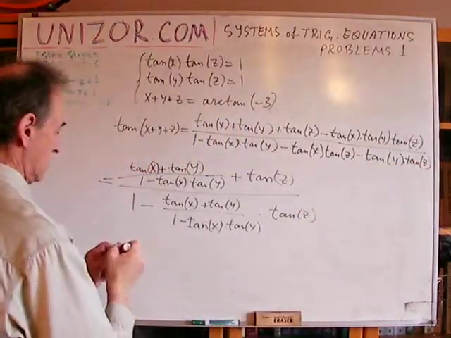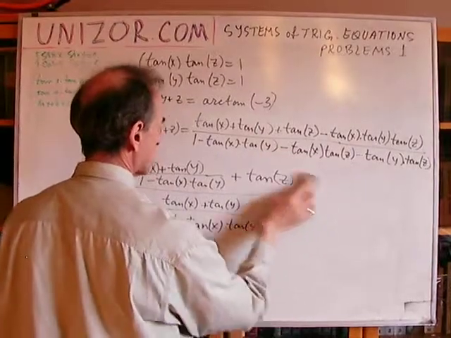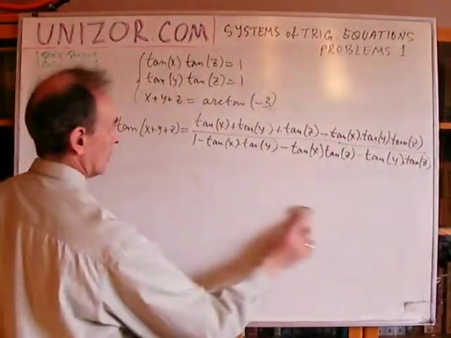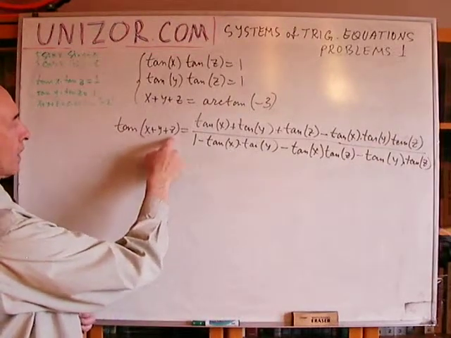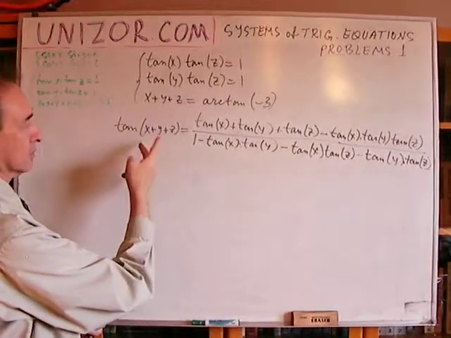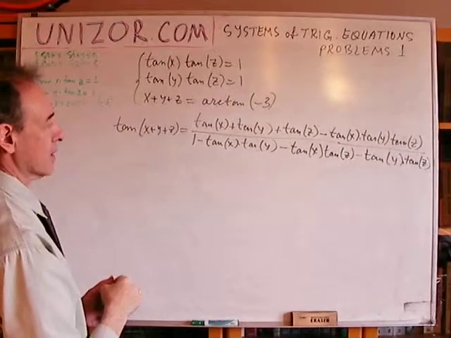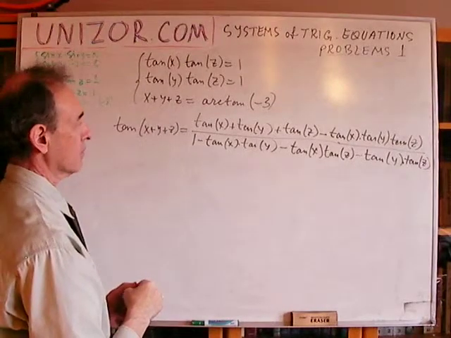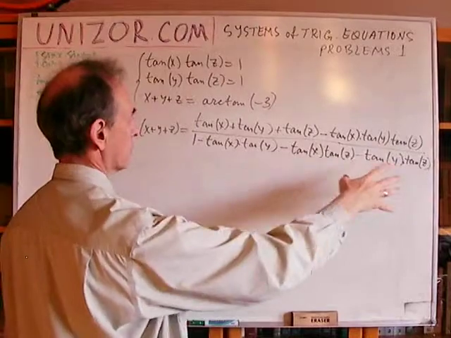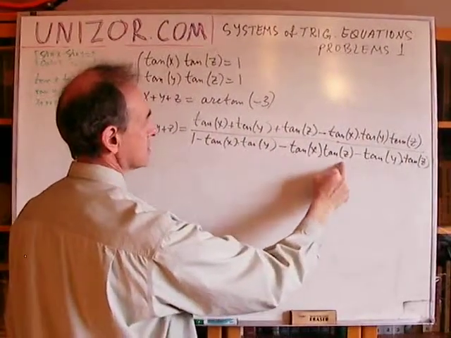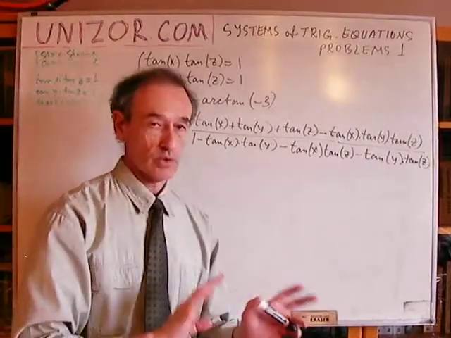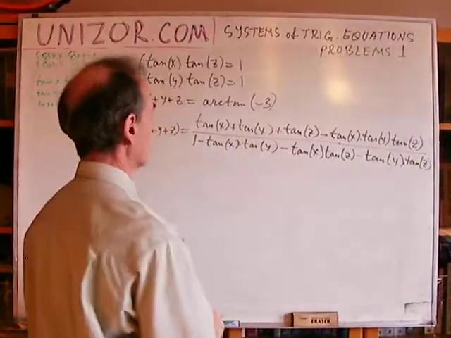So that's my answer. Now, as you see, this is symmetrical relative to x, y, and z, right? We can transform them in any way we want. And this is also symmetrical, x, y, z, and this is x, y, x, z, and y, z. So, looks like we have the right formula.